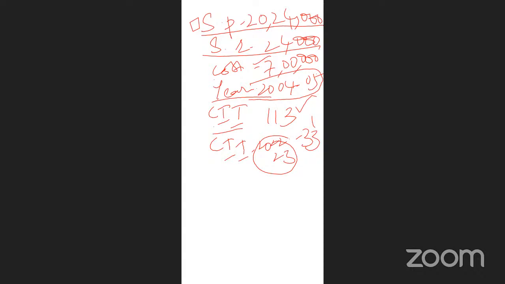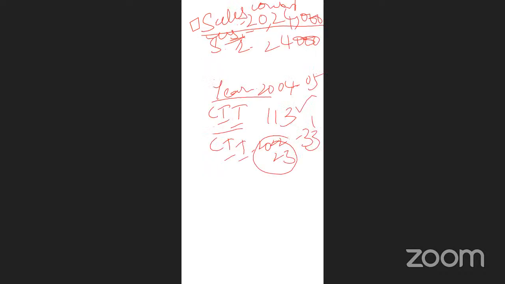So our format is: first we write sales consideration. Sales consideration is 20 lakhs 24,000. From this we will deduct selling expenses, that is 24,000. When you deduct 24,000 from 20 lakhs 24,000, you get 20 lakhs. And this is called net sales consideration.